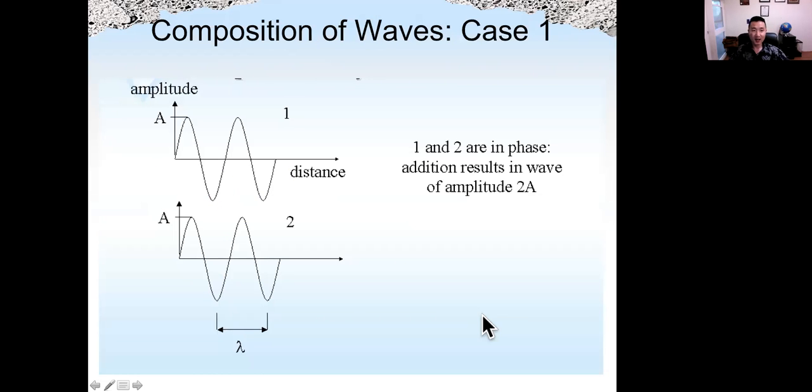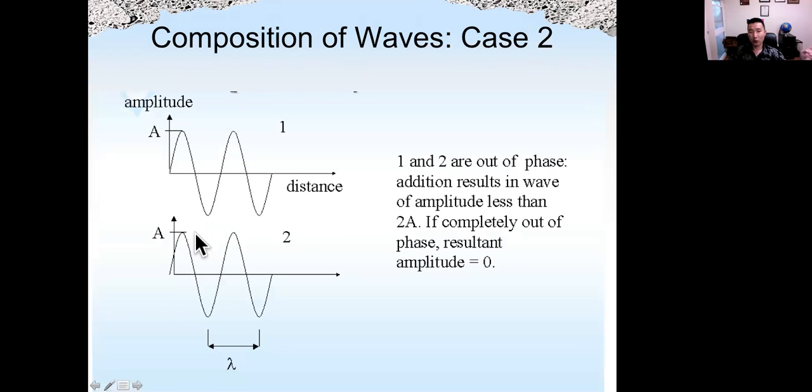Also, let's look at the composition of waves. Let's say we have different waves, and the waves have different amplitudes. If two waves, 1 and 2, are in phase, like in this case, then the addition results in a wave with higher amplitude. So when these two waves are in phase, the amplitude will be amplified.